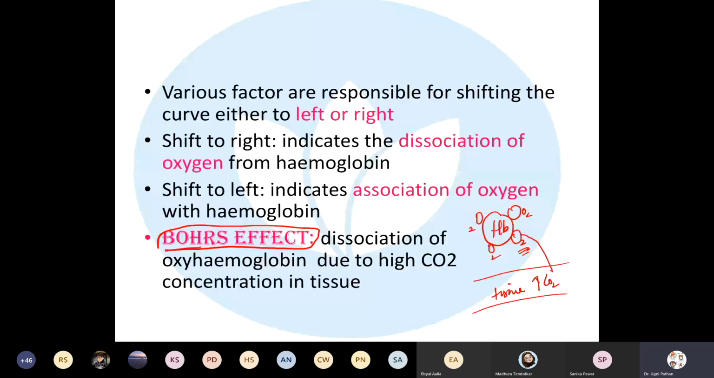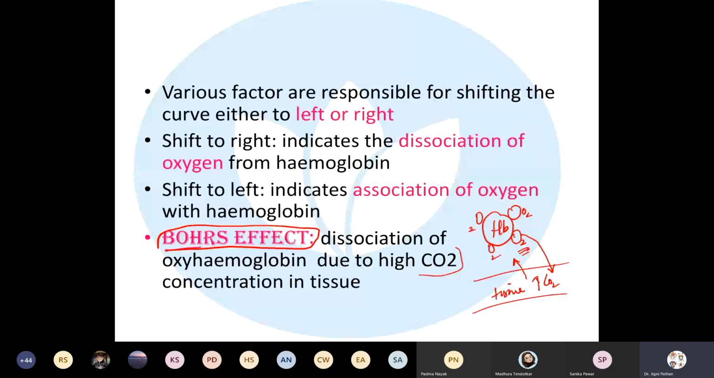Do you agree with me? Whenever there is, on the right side, if you remember, I have written increase in carbon dioxide concentration. Whenever there's an increase in carbon dioxide concentration in the body, the hemoglobin needs to release this oxygen. Yes or no? Clear? Yes, ma'am. Bohr's effect: dissociation of oxyhemoglobin due to high carbon dioxide concentration in the tissue.